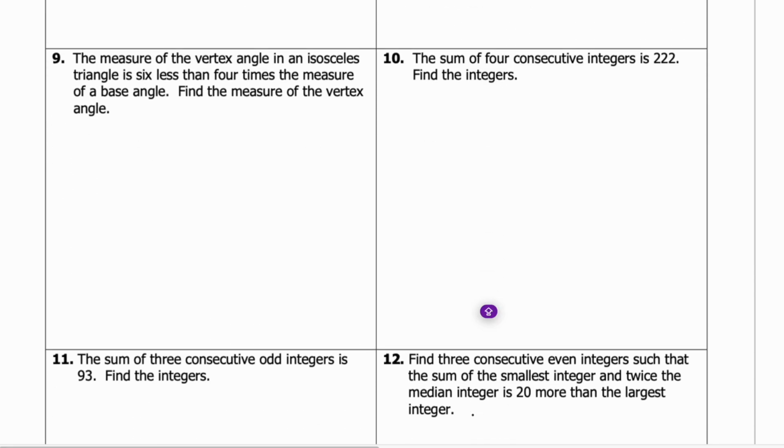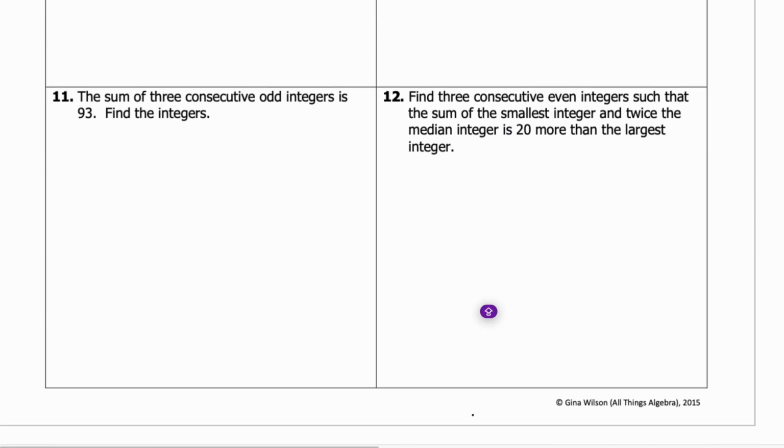Let's look at another one that you may not be familiar with, depending on if you were in my Algebra 1 class or not. So we're going to talk about the logic of this problem. The sum of three consecutive odd integers is 93. They want us to find the integers.